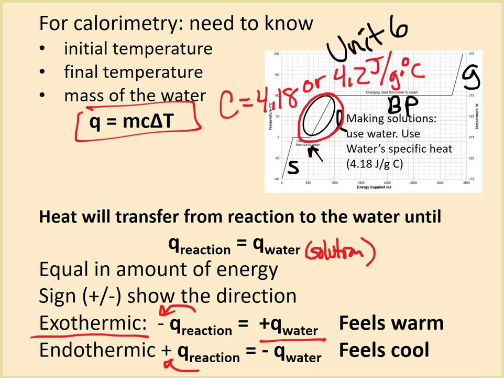So this is really important. One of these is always going to be negative. So if my reaction gives up heat, I would have a negative here and I'd have a positive here. Or the opposite, if my reaction absorbs heat, then my water, I would see the temperature go down.